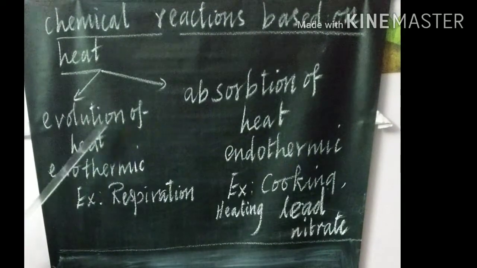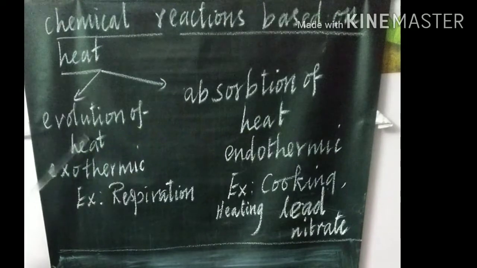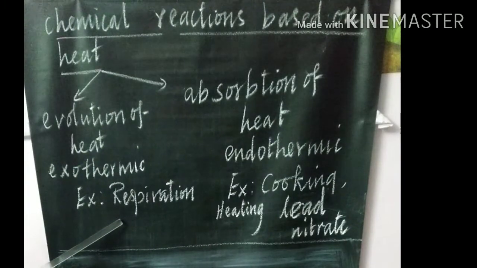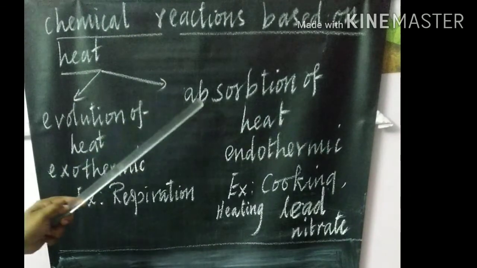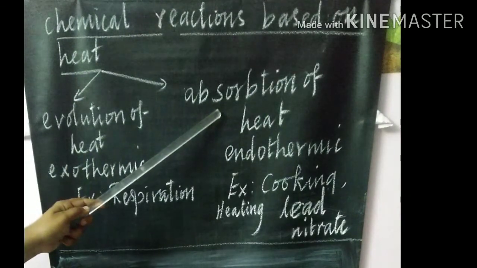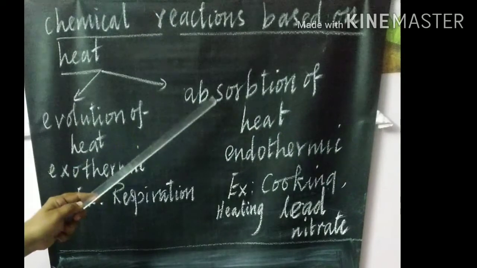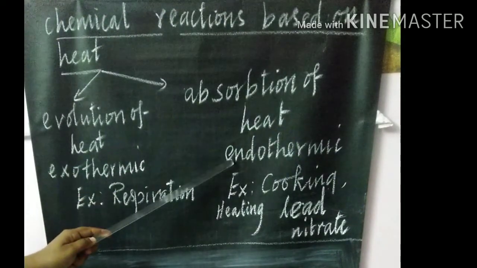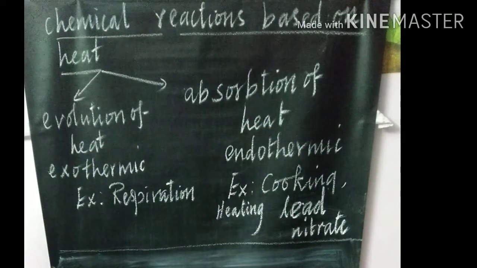The evolution of heat, those reactions are known as exothermic reactions. Example, respiration. See, while respiration, energy is given out. That heat energy only processes so many chemical reactions in our body. And some other reactions absorb the heat. Those reactions which absorb the heat are called endothermic reactions.